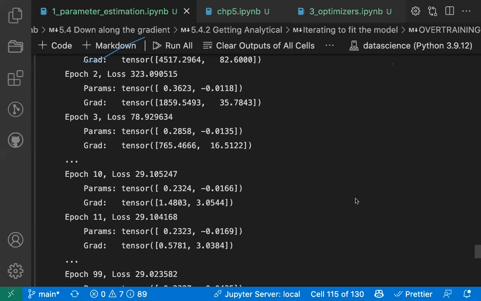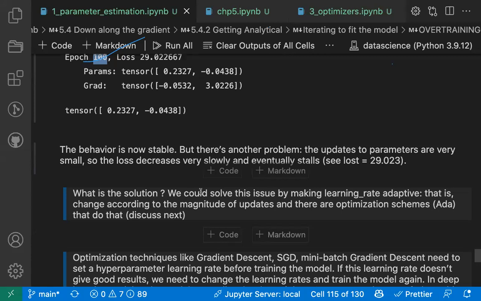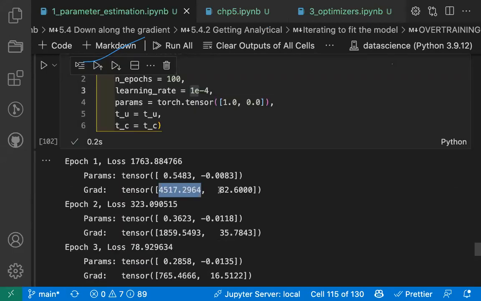if we look at this, we can see that we have two parameters, right? Look at the value of this gradient, 4513, and look at the value of this gradient, 82. That is the gradient of this parameter, and the gradient of the other parameter is this. You can see the gradients diverge; they are not close.